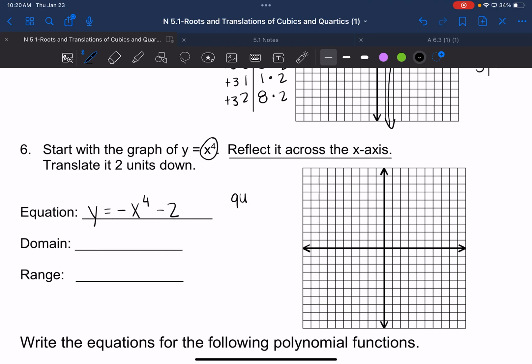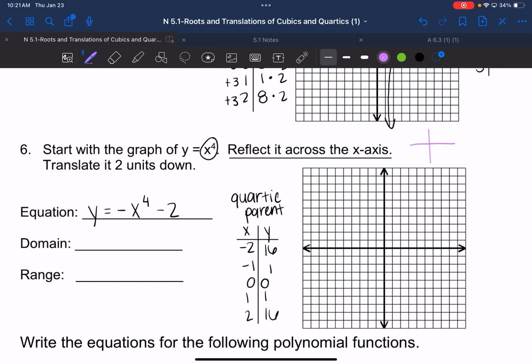Okay, and again, on the front, we made a list of a few points that we know are on our quartic parent function. So I'm going to copy those down over here for us so we have those points to use. We had (-2, 16), (-1, 1), (0, 0), (1, 1), and (2, 16), right? Okay. All right, so the first thing they said was happening is we were reflecting over the x-axis.